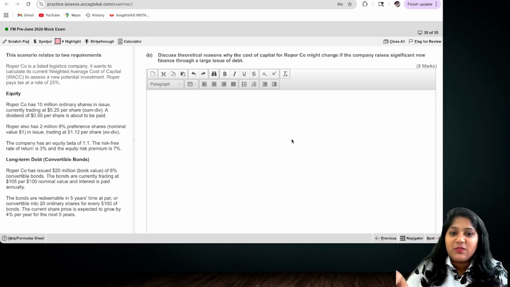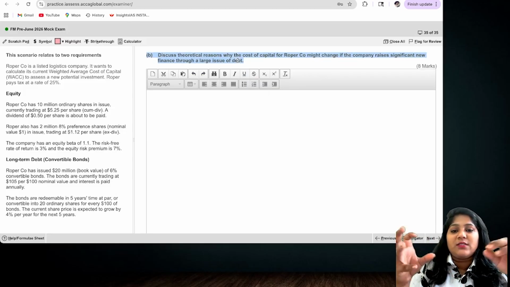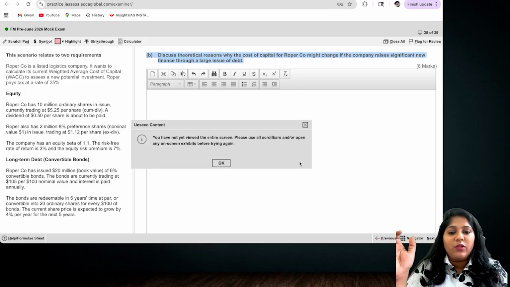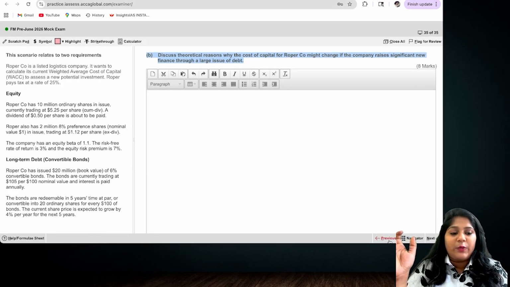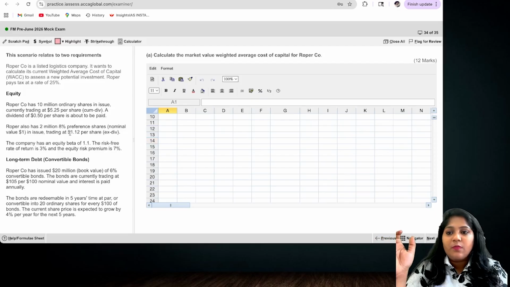So if you go to the next one, it is discuss the theoretical reasons why the cost of capital of Roper company might change if the company raises significant new finance. So it is about what? It is about the why WACC part. So now first what do we do? We will go ahead and finish off the WACC question. Let's read the WACC question, guys. What is the WACC question talking about?